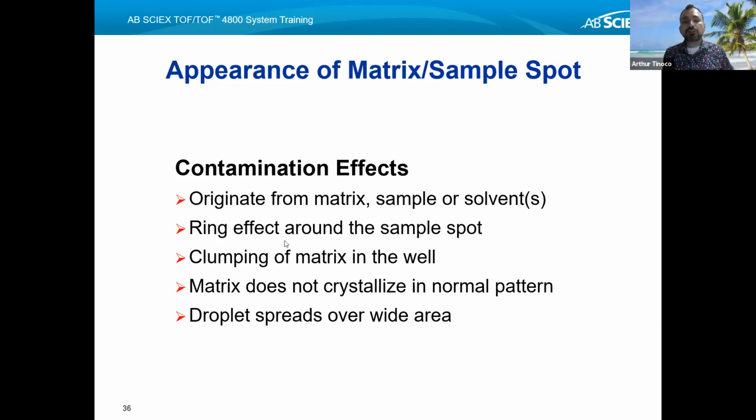Characteristics of contamination are the ring effect around the sample spot and clumping of the matrix, because remember, the matrix is supposed to crystallize. If you see clumping, there's something wrong with your prep. Another sign is if your droplet spreads over a wide area and doesn't actually stick onto the surface. Maybe there's something wrong with the surface of the plate, causing the sample to just not stay on.